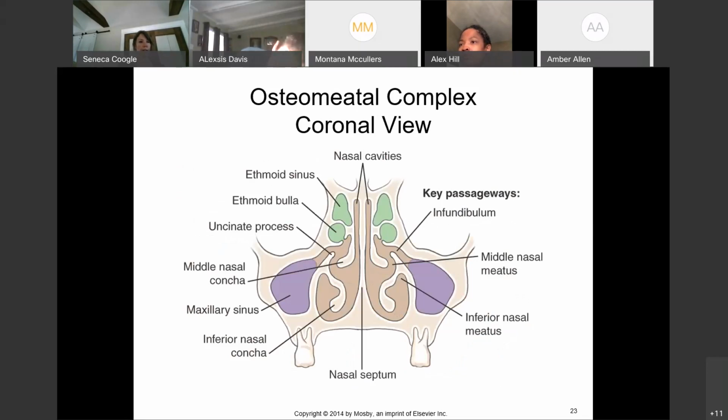The osteomeatal complex. This is a coronal view. So just take a good look at this. Of course, you can see the ethmoid sinuses, the middle nasal concha, maxillary sinus. This is if you took the slice from front to back. I would have a general knowledge of maybe the nasal septum on this image and maybe the nasal cavities and your sinus areas. I probably won't ask too much about the osteomeatal complex.